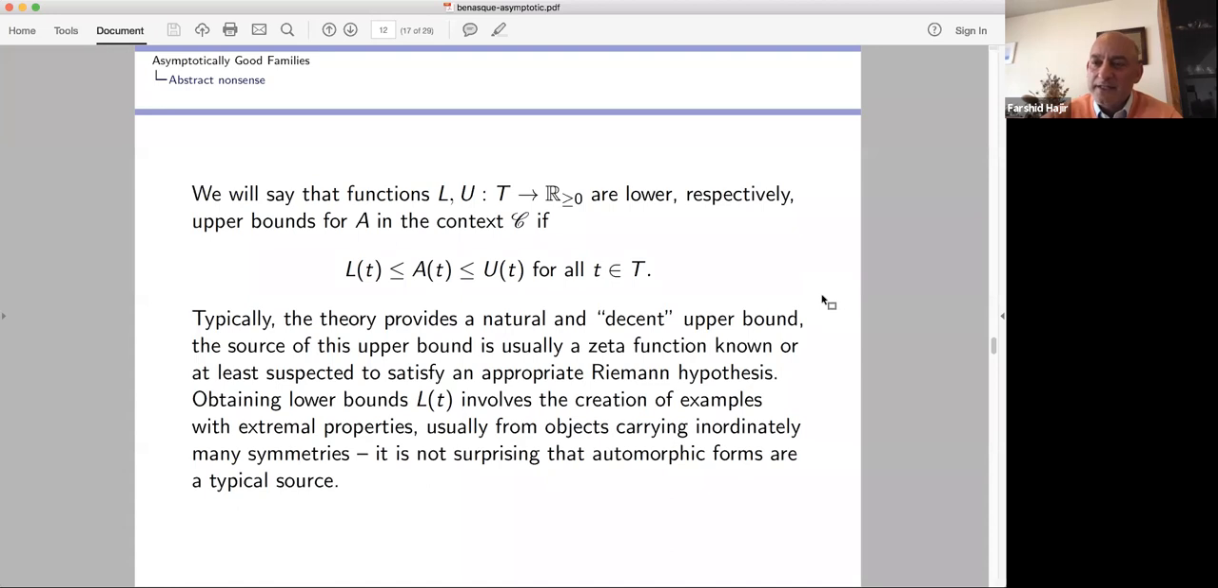On the other hand, the lower bounds obviously come from examples. If you can create one asymptotically good family, that immediately gives you a lower bound for the envelope function A of t for that value of t. It's not surprising that automorphic forms are involved in the creation of the lower bounds, because they're objects with lots of symmetries. The way I think of it is that as soon as you have one area in your object that's good, the symmetries cause there to be lots more of them.